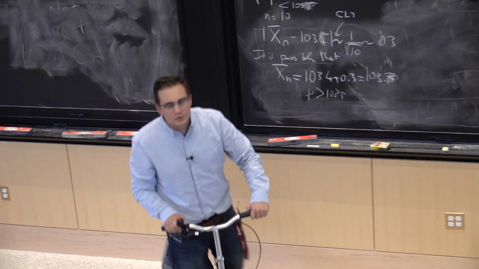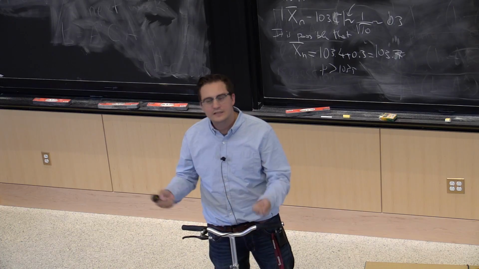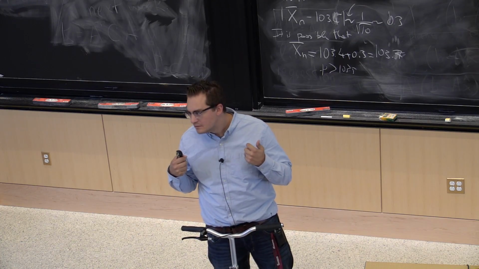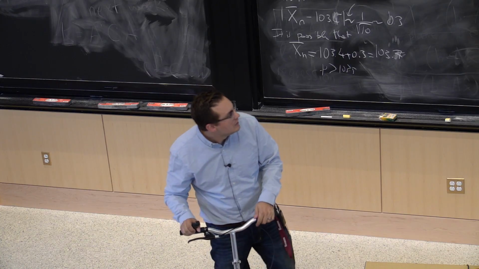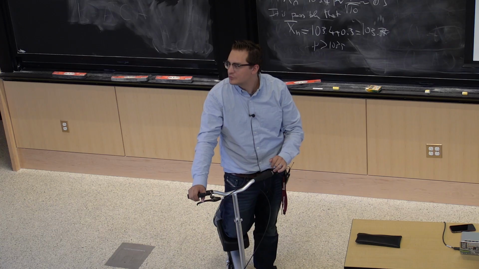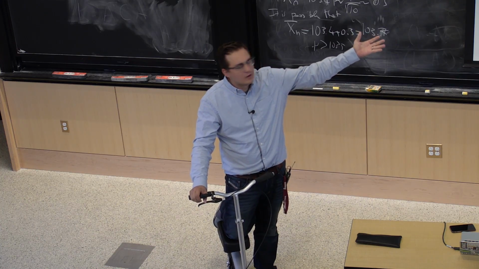So what we want to do is to have a little buffer to account for the fact that X_n bar is not a precise value for the true mu, something that's 1 over root n away from mu. And so what we want is the better heuristic that says, well, if I want to conclude that I'm less than 103.5, maybe I need to be less than 103.5 minus a little buffer that goes to 0 as my sample size goes to infinity. And actually, that's what the law of large numbers tells me.